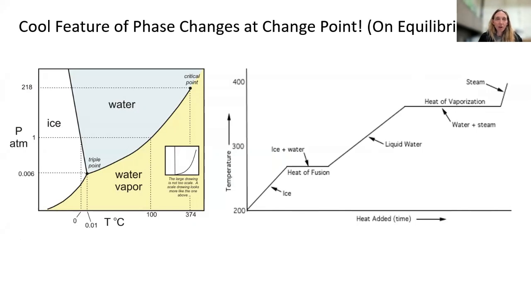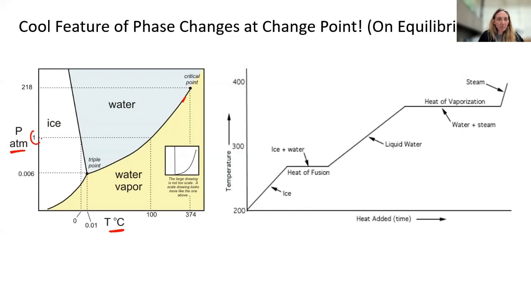Today I wanted to talk to you about a cool feature of phase changes at the change point, so on this equilibrium line, and then also go through an example. So as you guys have probably seen in your chemistry class, this is a phase diagram which has pressure on the x-axis, temperature on the y-axis, and then it goes through and explains what the different state of the molecule will be in the different temperatures and pressures.